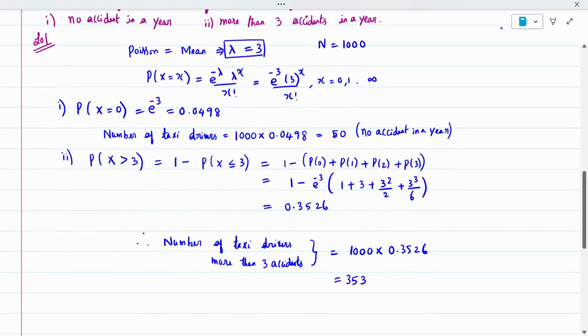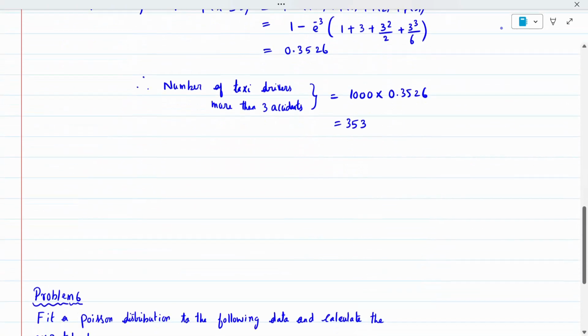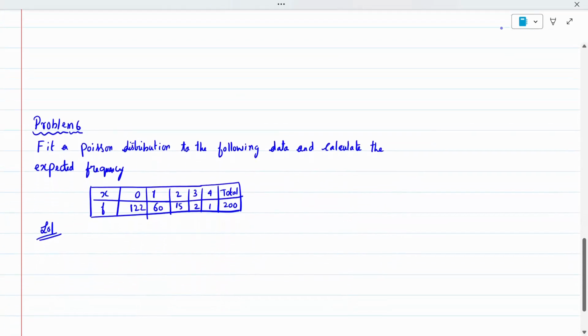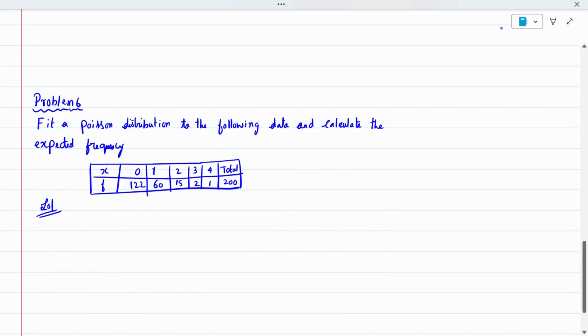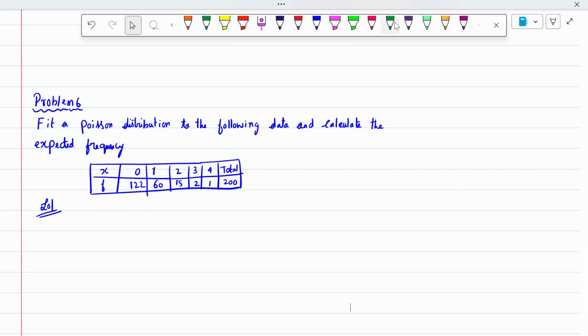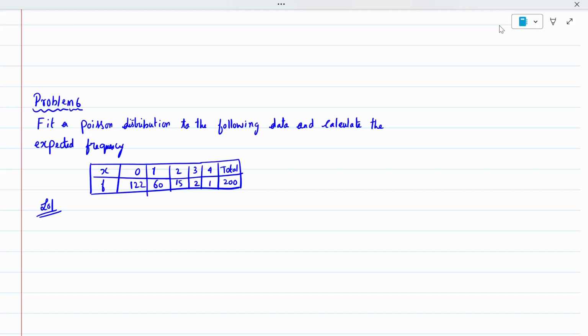Okay. So this is the last problem, the sixth problem in the Poisson distribution. Fit the Poisson distribution to the following data and calculate the expected frequency. So fit a Poisson distribution is asked. When you check my previous video for fitting a binomial distribution, it is easy to understand. Okay, so fit Poisson distribution.